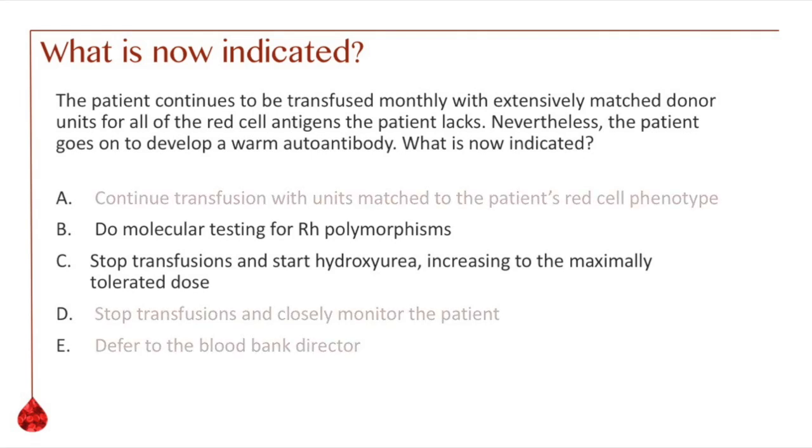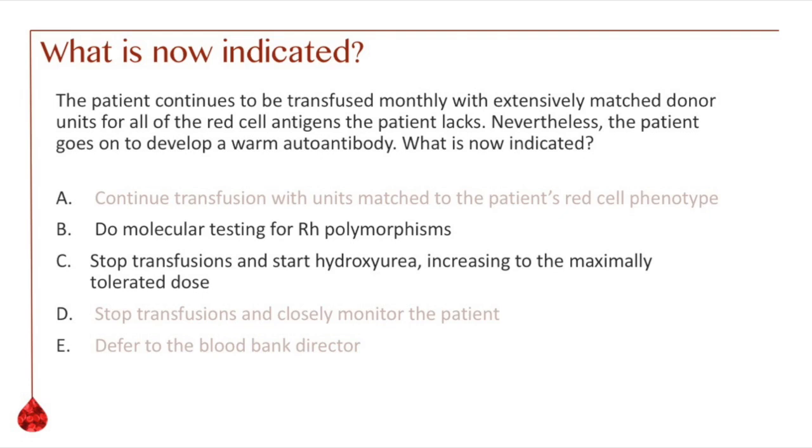Again, answering this scenario is difficult because there are many possible approaches to this problem and no evidence base that provides solid recommendations. The best choices are B and C. Immunosuppression may also be indicated. Molecular testing for Rh polymorphism should be done on all transfused patients who appear to develop autoantibodies because many of these are in fact alloantibodies to polymorphisms in the minor blood group antigens.